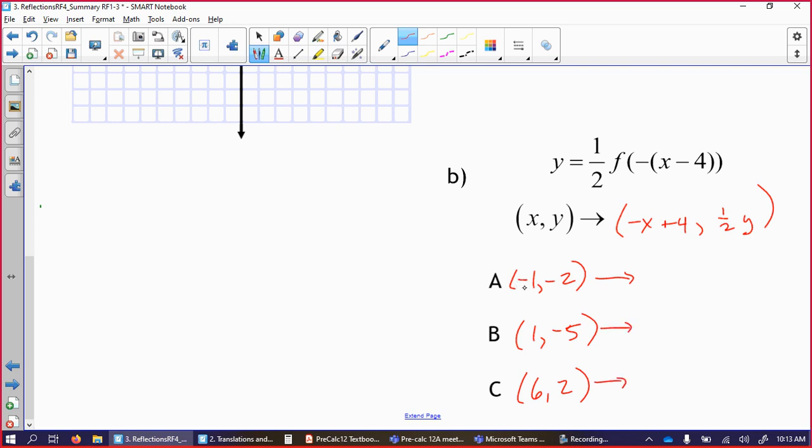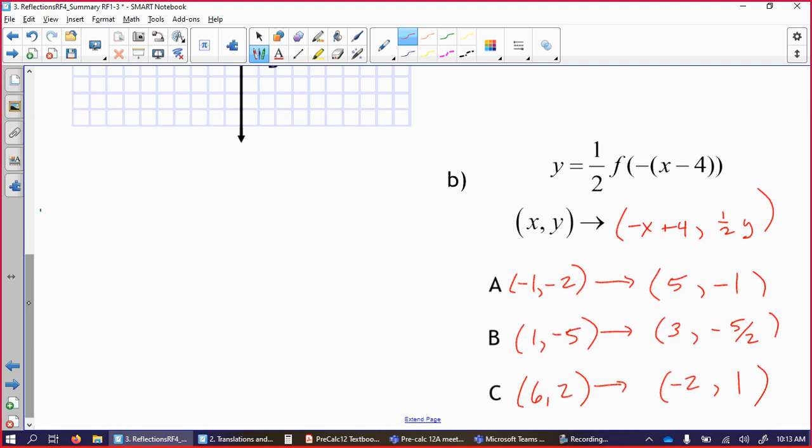So negative of negative 1 is 1. 1 plus 4 is 5. Negative of 1 is negative 1. Negative 1 plus 4 is 3. Negative 6 plus 4 is negative 2. Half of 2, so that's negative 1. Half of 2 is 1. So half of that is negative 5 over 2. That's going to be spectacular to graph.